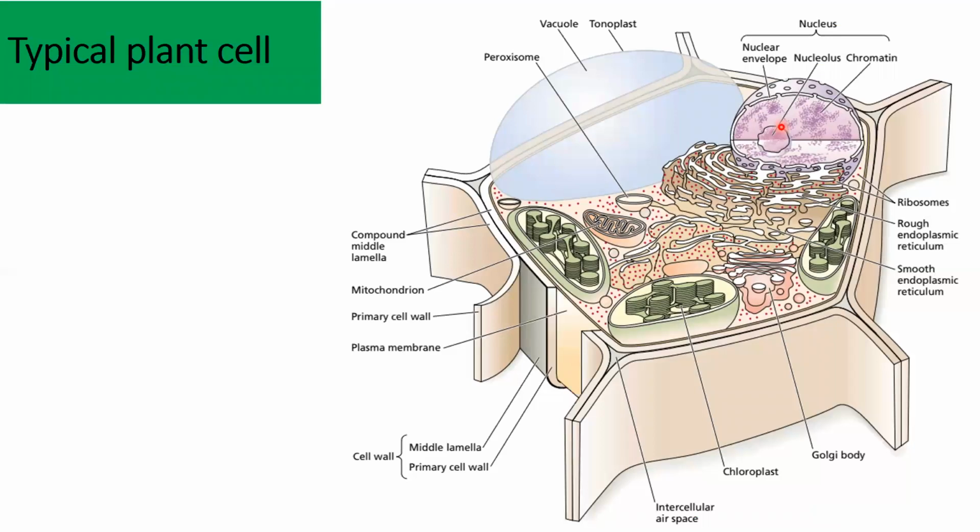So now let's discuss a typical plant cell, what the different organelles present in the plant cell are and their function and their structure. But I think it's enough for this lecture. We shall start in the next lecture about the structure and function of different organelles present in plant cells.